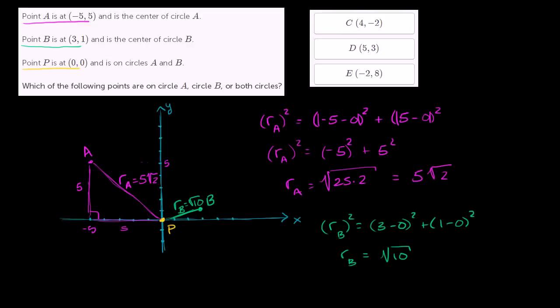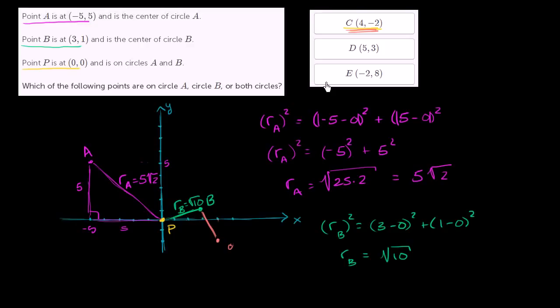So point C is at 4, negative 2. Let me color this in a new color. Point C, let me do it in orange. Point C is at 1, 2, 3, 4, negative 2. Point C is right over there. Now it looks pretty close. This is a hand-drawn drawing, so it's not perfect. So point C is there. It looks pretty close, but let's actually verify it.